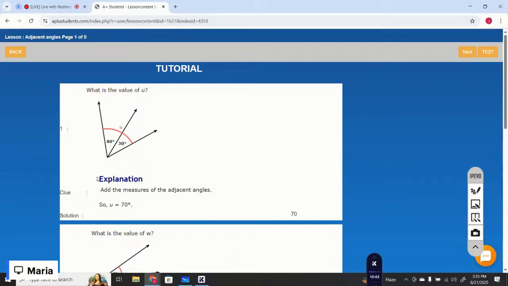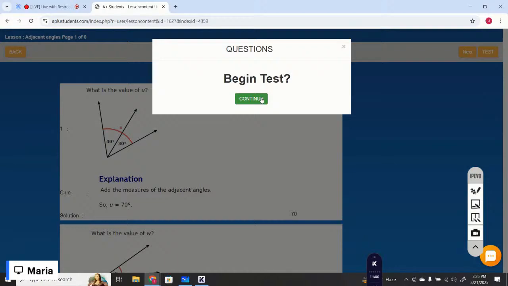What is the value of angle U? So angle U is the sum of angles 30 and 40. So 30 plus 40 is 70. So angle U equals 70. Let's just start with the test questions.